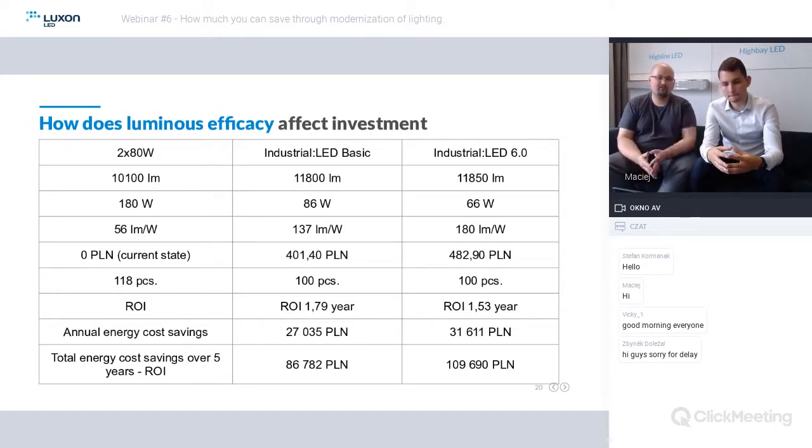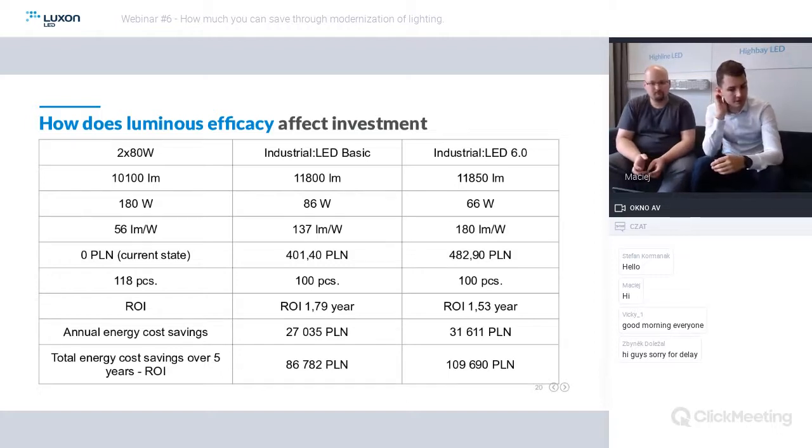You can buy even cheaper products that have 100 lumens per watt of efficacy or 120, and this ROI will be 2 years, more than 2 years, and you will not get as much of an annual energy cost savings with these solutions. So for us, it's better to provide you with higher efficacy product with slightly higher price than the standard or low efficacy product with lower price.